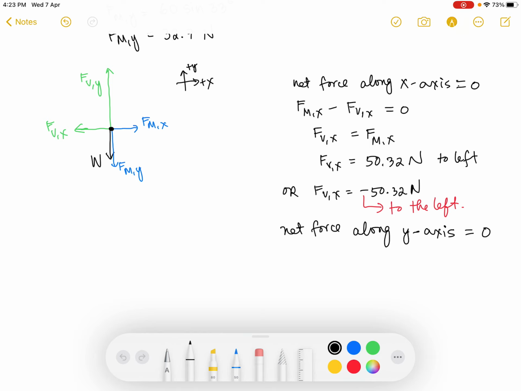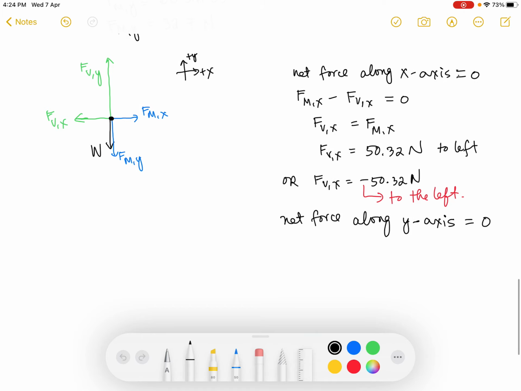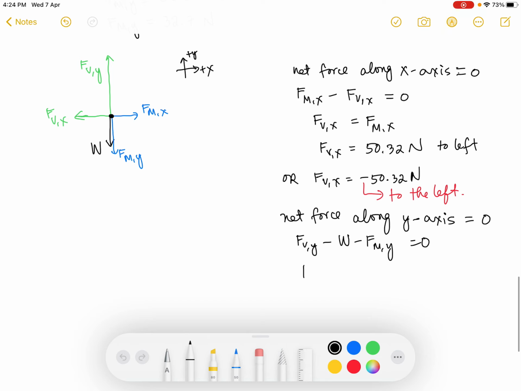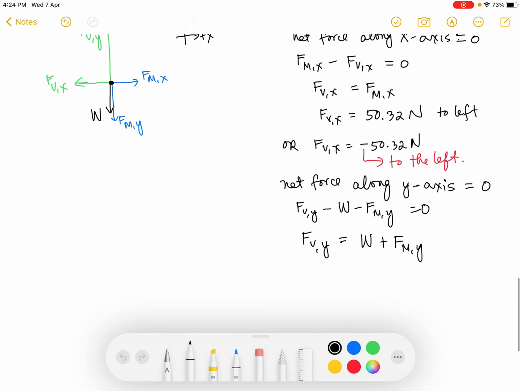You can see there are three forces along the y-axis, Fvy, W, and Fmy, and they should all balance each other out, meaning Fvy should balance out with W and Fmy. That means that Fvy minus W minus Fmy should be equal to 0, or you can just say Fvy should equal the sum of W plus Fmy, right? The force that's pointing upwards should equal the total force that's pointing downwards.